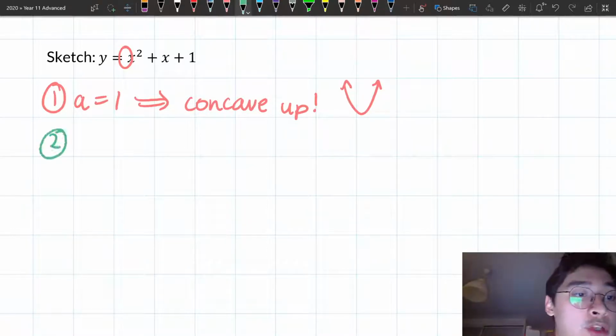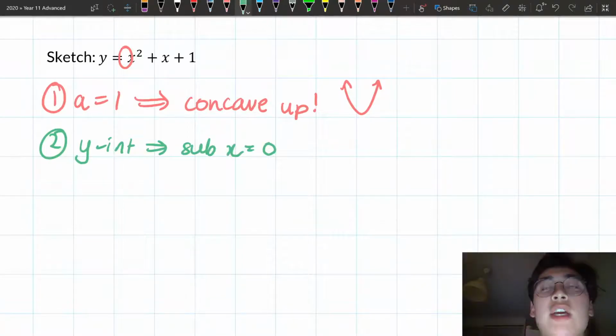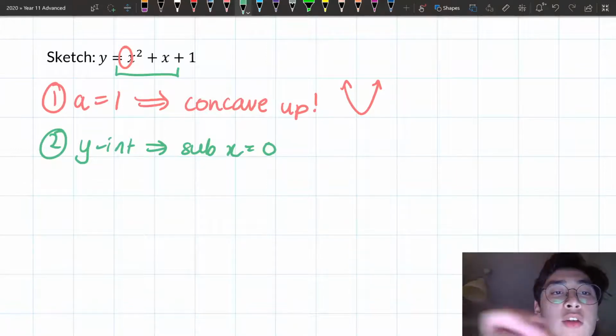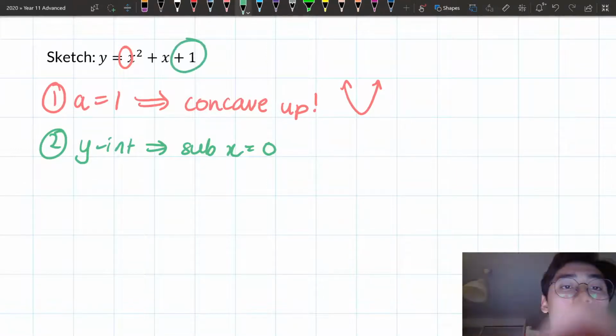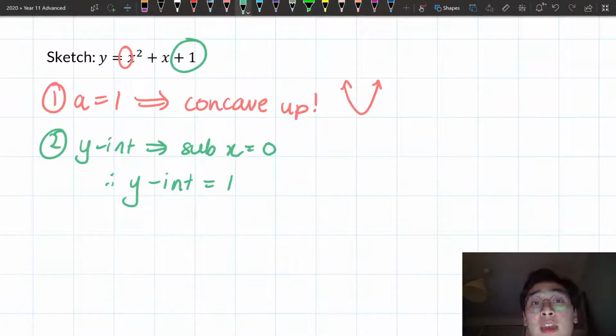Okay, step 2 is we want to find the y-intercept. What I said before was that you substitute x equal to 0 into your parabola. Hopefully, these two terms will disappear, and so all we're looking for is just the term at the end. So I'm going to quickly do that. Therefore, the y-intercept is equal to 1. It's just my constant term at the end. That's a nifty little trick that I didn't mention earlier.